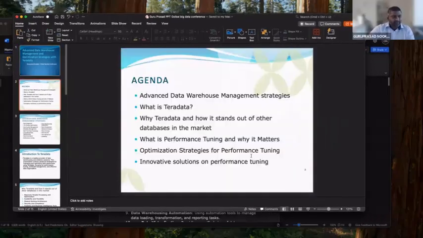Thank you. Today, the agenda is I would like to discuss these topics: advanced data warehouse management strategies; what is Teradata, why Teradata, and how it stands out from other databases in the market; also, what is performance tuning and why it matters; optimization strategies for performance tuning and innovative solutions on performance tuning.